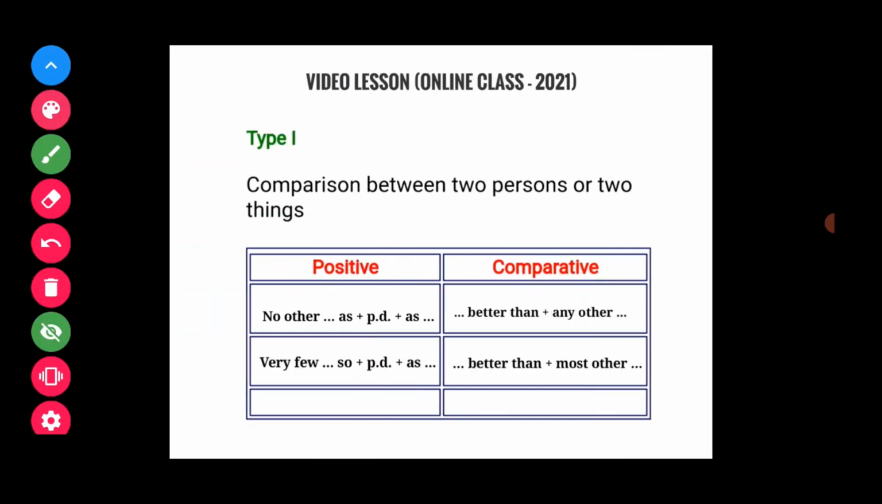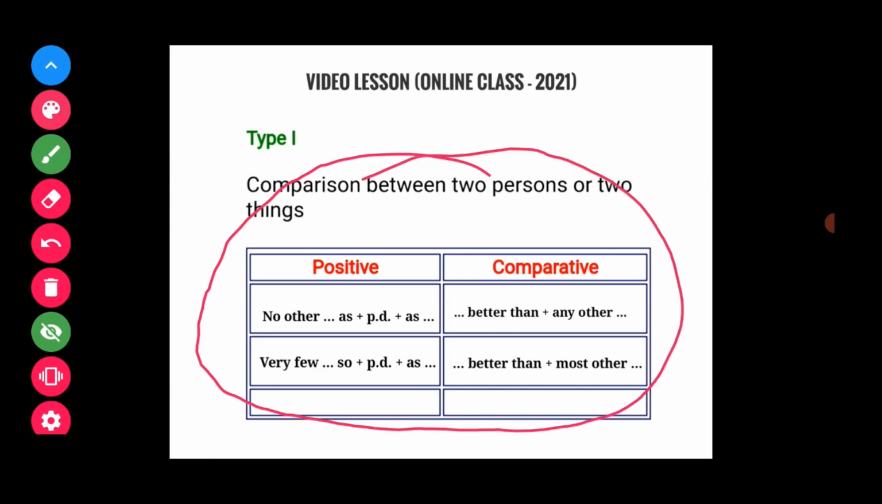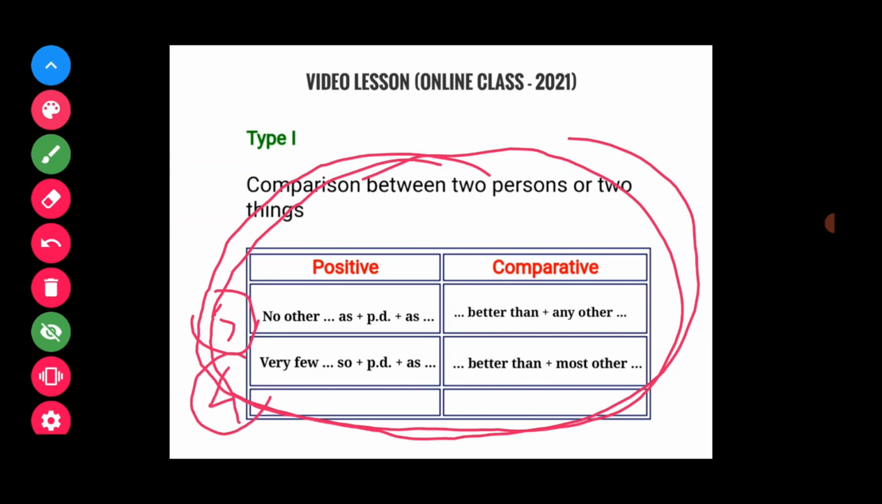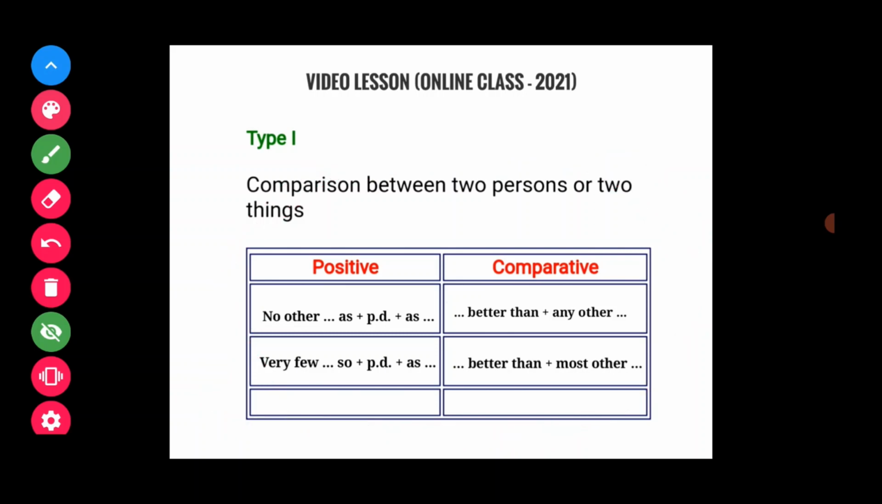Now see what I have given you over here. In the first video, I also gave you a list like this. Now again, I'm giving you a list, the chart. If you concentrate properly, you will see that this is rule number 3 and this is rule number 4. So what is written over here? Here I have written no other, then a part of the sentence will be there. Then we have as, positive degree, as, and here the remaining part of the sentence.